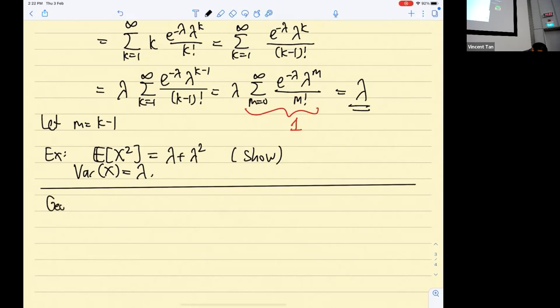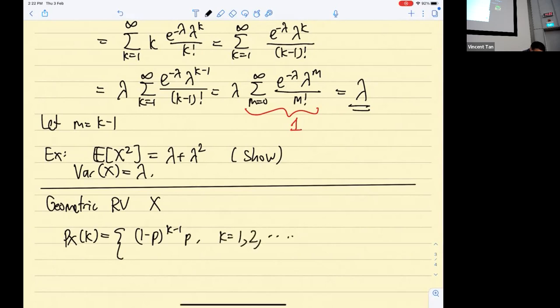So recall what a geometric random variable is. A geometric random variable X is the number of tosses you have to wait before you see the first head. It has a probability mass function given by the following: (1 minus p) to the k minus 1 times p. Here k runs from 1, 2, all the way up, and 0 otherwise. So unlike the Poisson random variable, this starts from 1. It doesn't start from 0, but it also takes on infinitely many values. That's the geometric random variable's PMF.